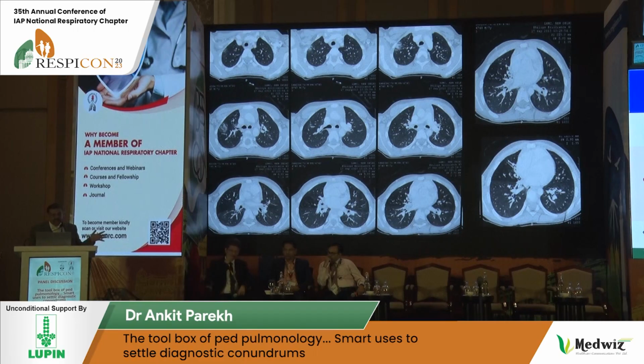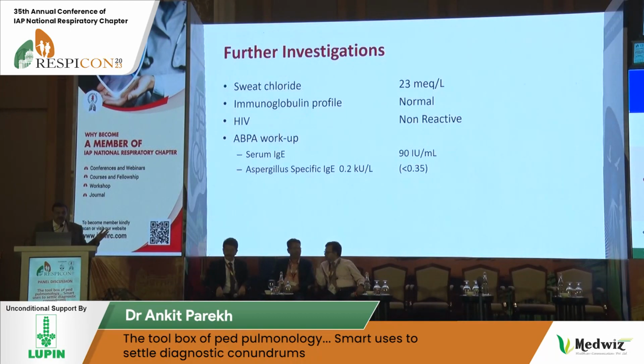So this child was evaluated further. A CT was done. It shows areas of bronchiectasis. So these are dilated areas which you would appreciate. They are areas of atelectasis as well. You can see all along these areas. So this child actually has an atelectobronchiectasis. We evaluated for CF, which was normal, immunoglobulin profile was normal, HIV was negative, ABPA workup was normal.